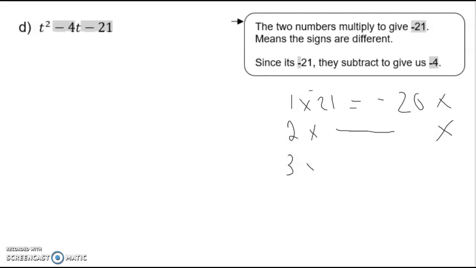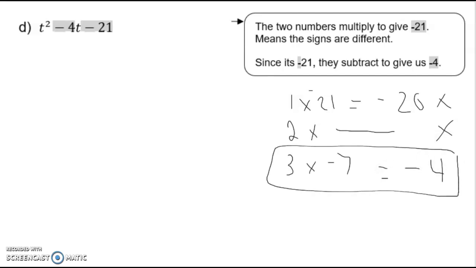Let's do 3. 3 times 7 gives us 21. Let's see if it adds up to give us negative 4. If we were to give the larger number, the minus 7, 3 minus 7 gives me negative 4. Woohoo! You found it. Okay?